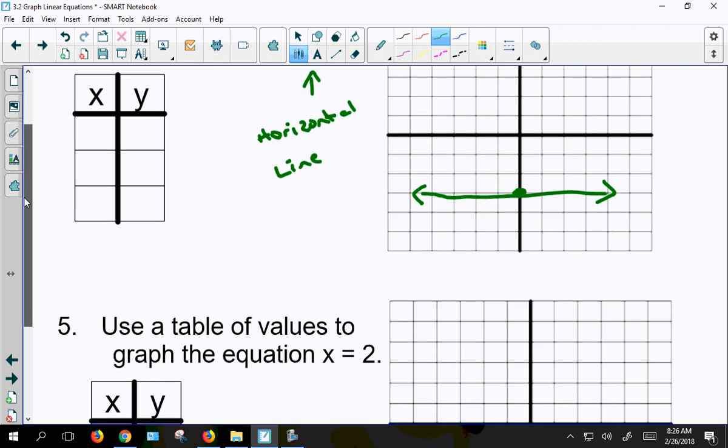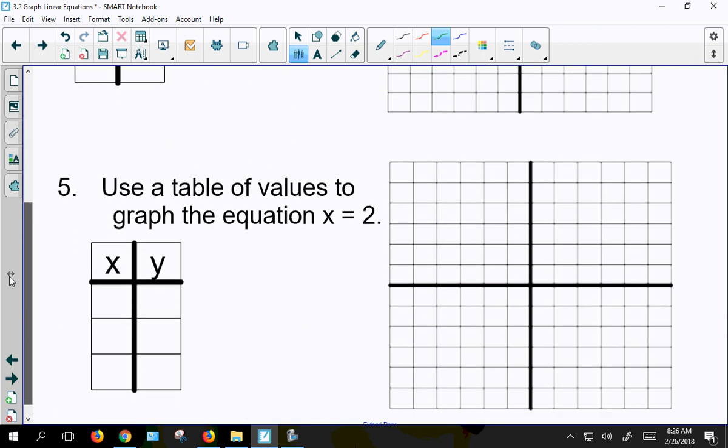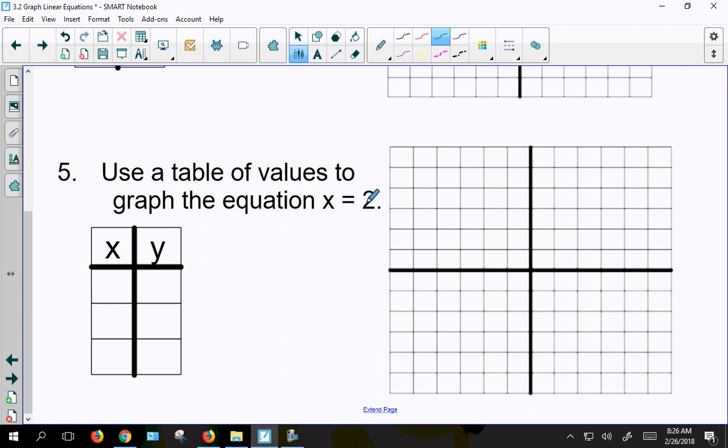Down here, I only have the x, right? So I don't get a y out. I only have the x. So what is this? This is a vertical line. And it's a vertical line at positive 2. So there I go, 2, and then I make a vertical line. Not very straight, but that's okay. Only have the y, horizontal. Only have the x, vertical. All right?